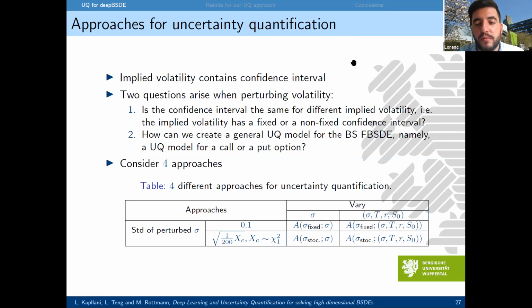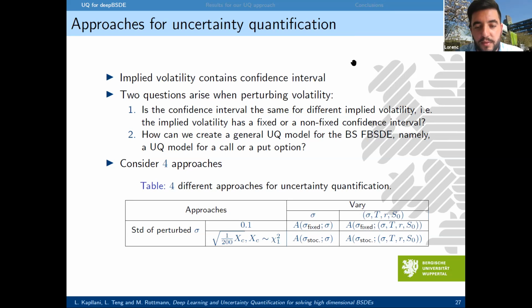Moreover, we also want to see whether our UQ model can actually generalize. By generalize, I mean whether we can create an uncertainty quantification model that can give us the uncertainty quantification for a call or a put option for any kind of parameter: sigma, the volatility, the maturity, the interest rate, or the initial stock price. To answer these questions and to understand this area better, we considered these 4 different approaches.